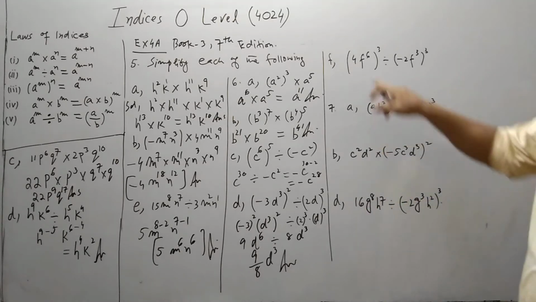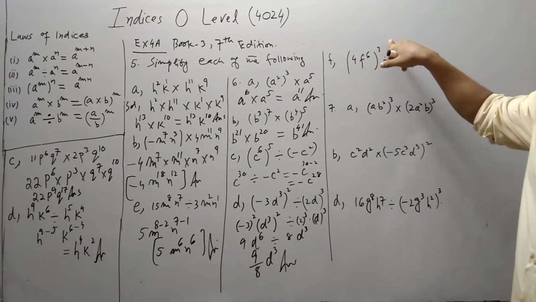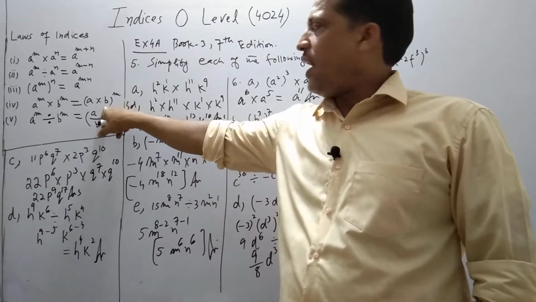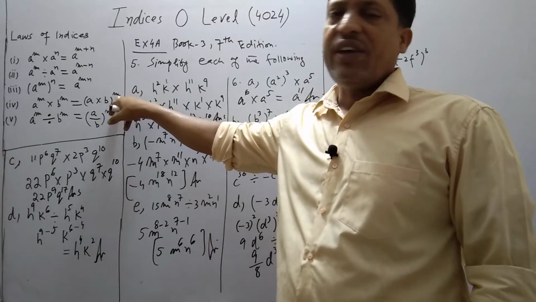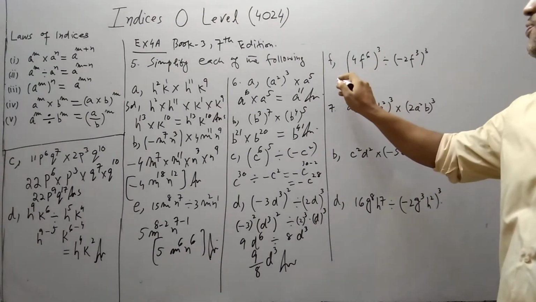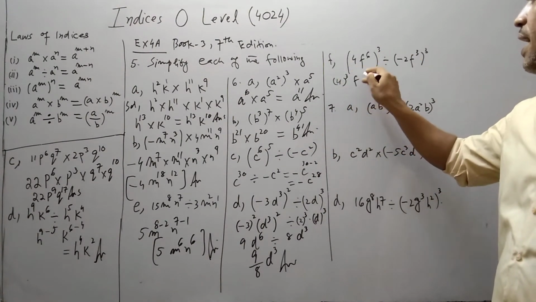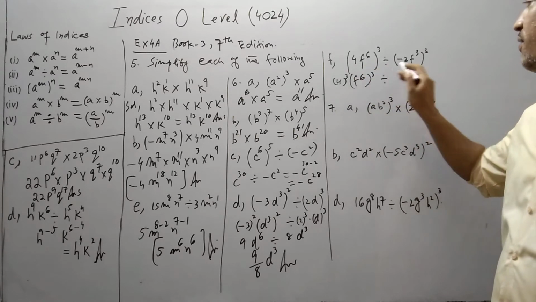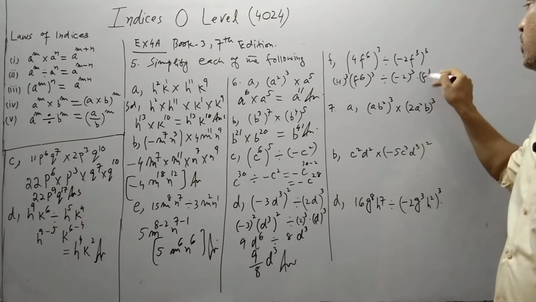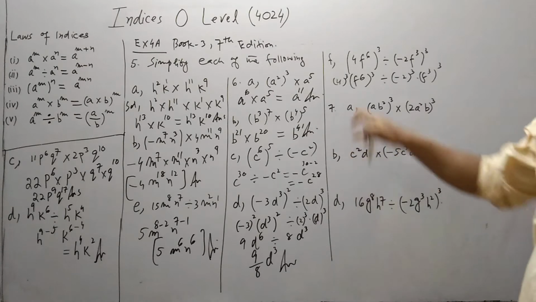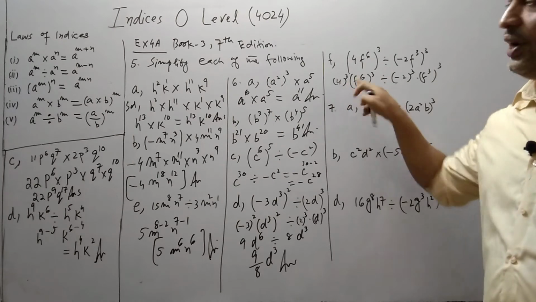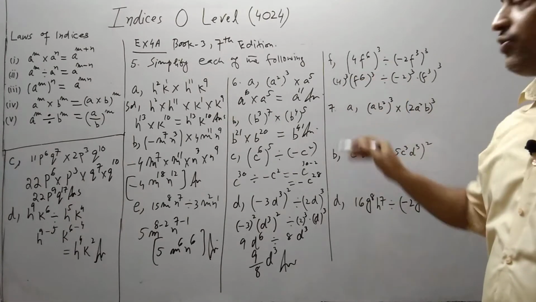See part F. It's very easy. (4f^6) whole cubed. So apply this law. What does this law say? If two numbers are multiplied and they have some power, then we apply the power on individual terms. So (4f^6) to the power 3 means 4 to the power 3 times f^6 to the power 3, divided by (minus 2) to the power 3 and (f^3) to the power 3. What is the answer? 4 cubed is 4 into 4 into 4, which is 64.